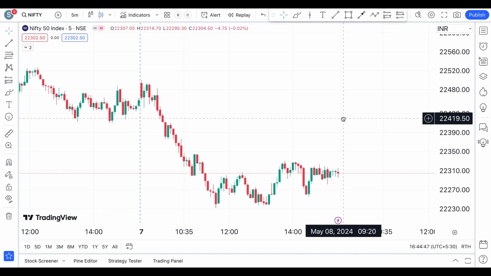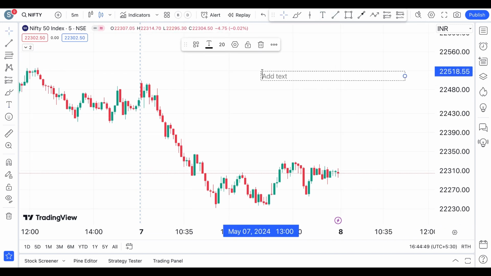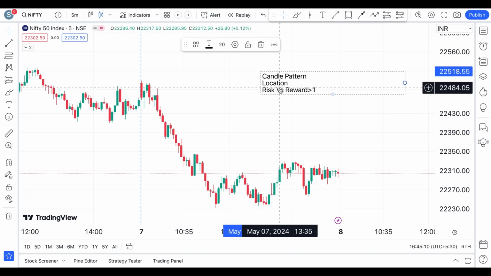Our method is very simple. All we care about is a proper candle pattern coming at the right location, with a proper risk versus reward greater than 1. So this is what we follow.